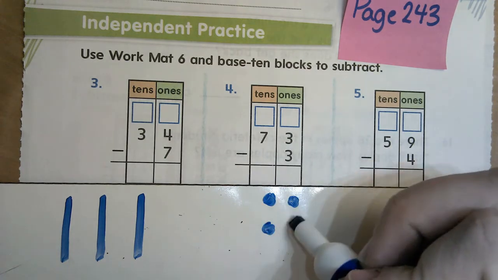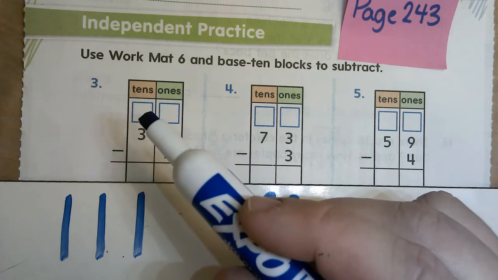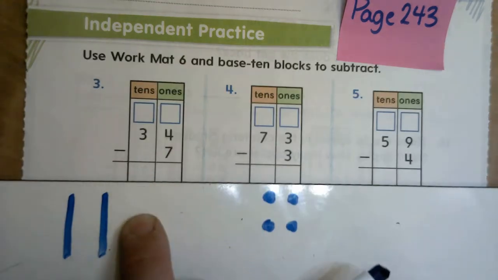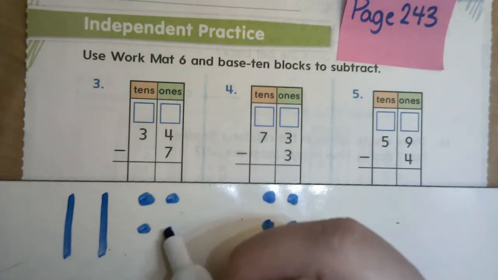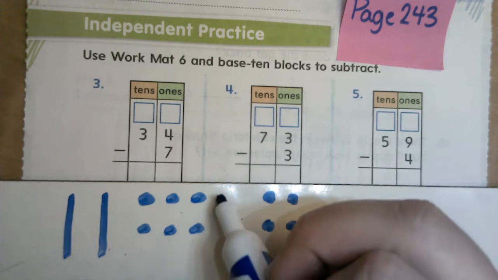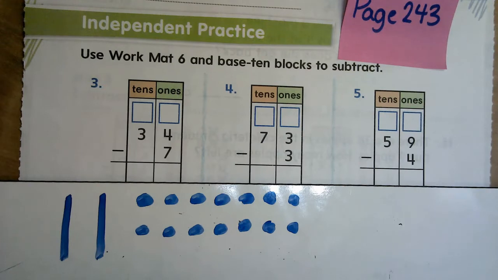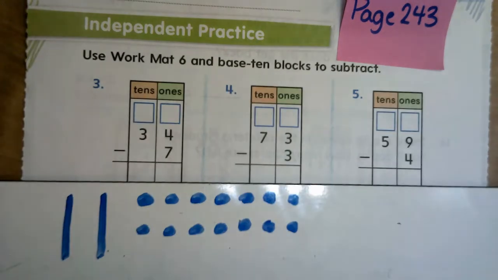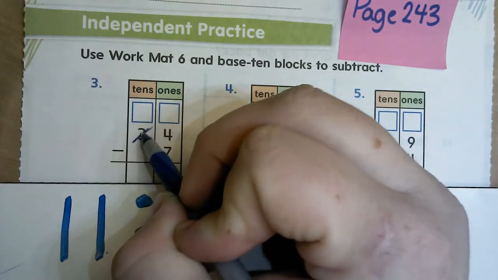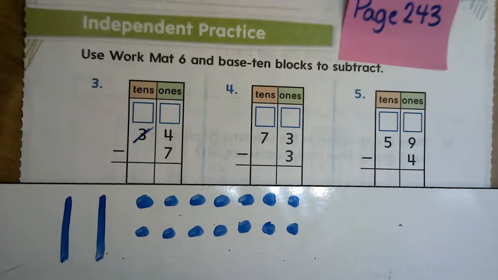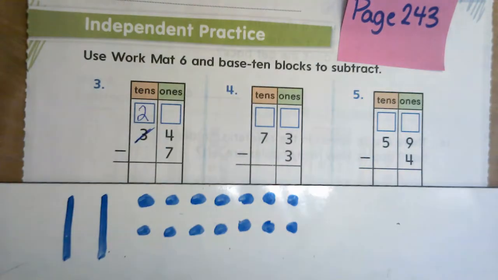So I'm going to redraw my 4 because they didn't go away, but I need to regroup. I need to move a 10 over. So I'm going to erase one of my straights and turn it into 10. So 1, 2, 3, 4, 5, 6, 7, 8, 9, 10. Now I need to put that up here. I took away one of my 10s, so I'm going to cross off my 3. And how many straights am I left with? Well, I have 1, 2. So there are 2 straights left.